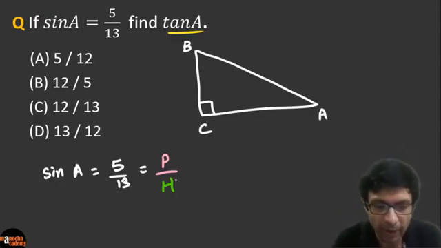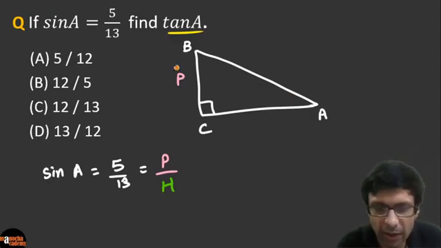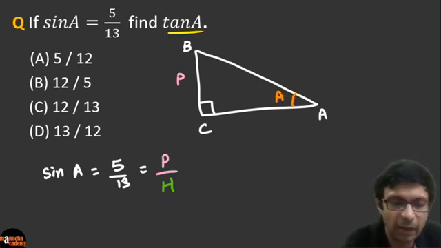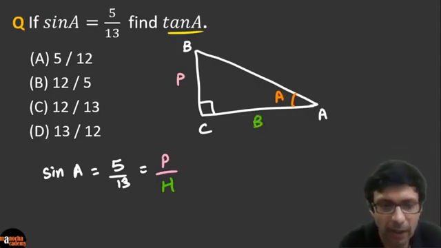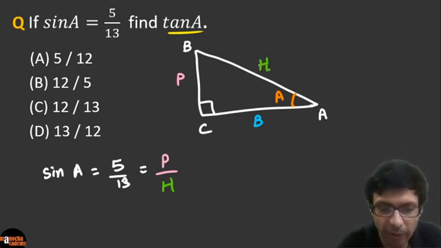Okay, so one way, we've been given this ratio, so let's mark out the things here. So this is our perpendicular, and we are interested in this angle A, right? So this is our theta, or the angle A here. This is the base then, and this is the hypotenuse, right? And we've been given that sine A is 5 by 13. So let's take the values like this.